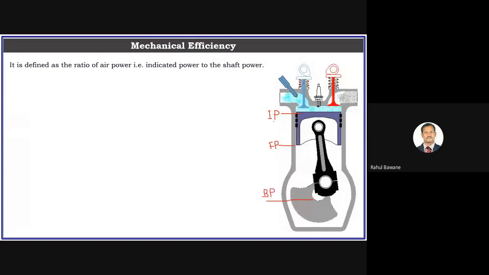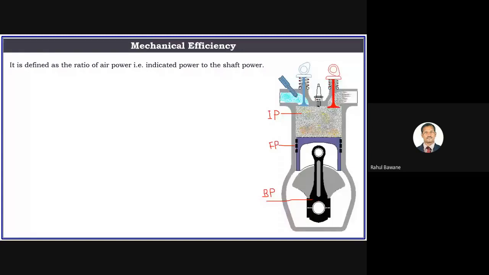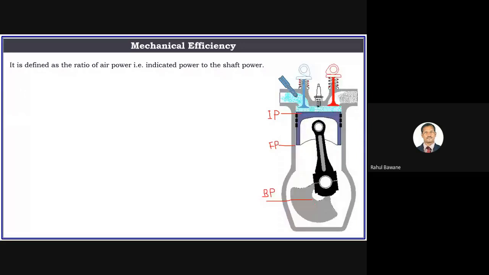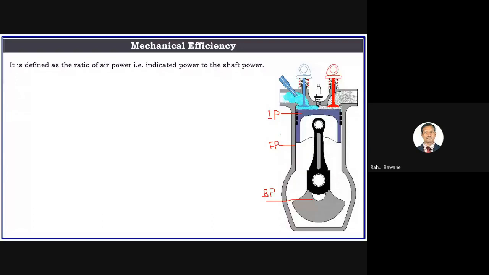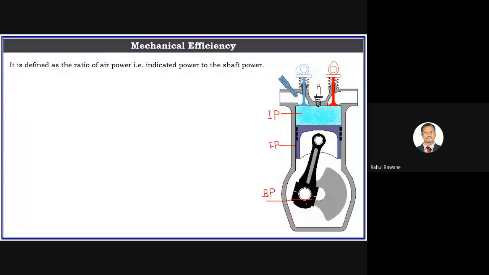So in an IC engine, indicated power is the highest one. After the drop to overcome the friction, whatever remaining power is the brake power, which is available on the shaft. But in a compressor, it is the reverse process.